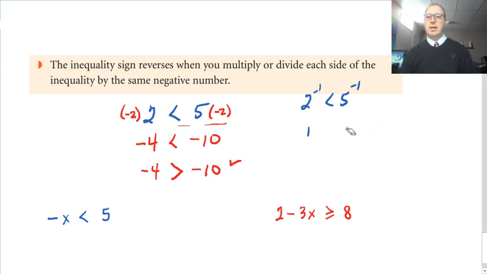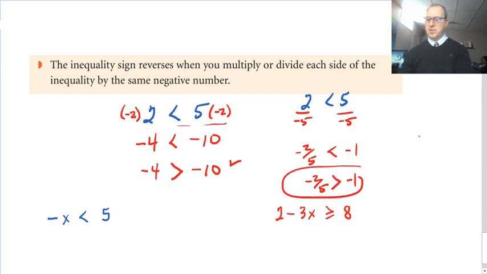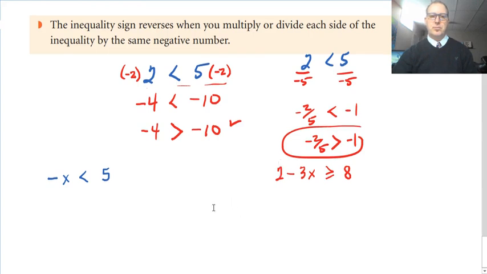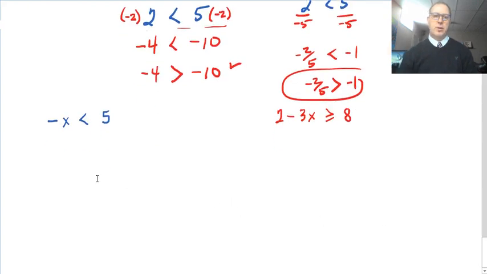And over here, again, if we divide, let's divide by some negative number. So divide by negative 5, divide by negative 5. This is negative 2 over 5 is less than negative 1. Nope, negative 1 is less than. So you have to flip that sign. Okay, so we flip the sign. Here's some examples. All right, if I multiply or divide, let's say, I want to get x by itself here.